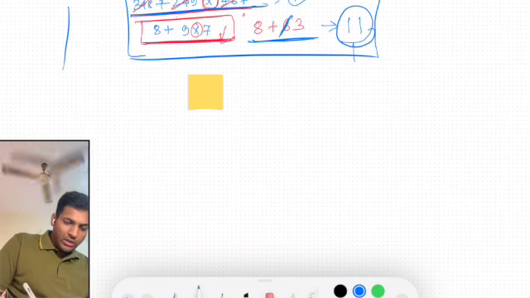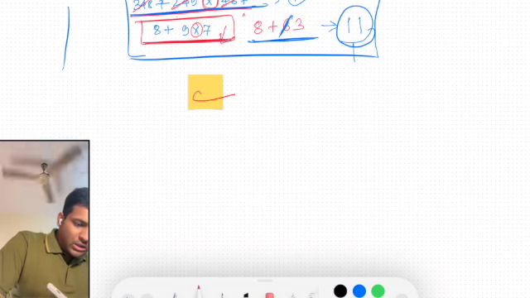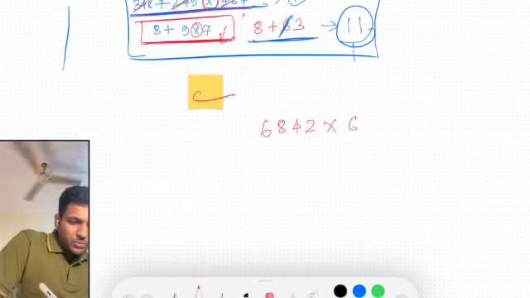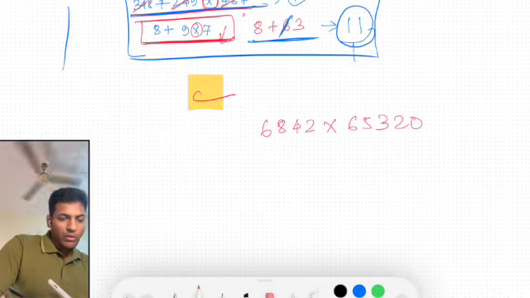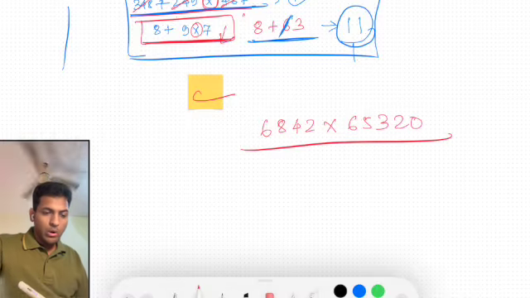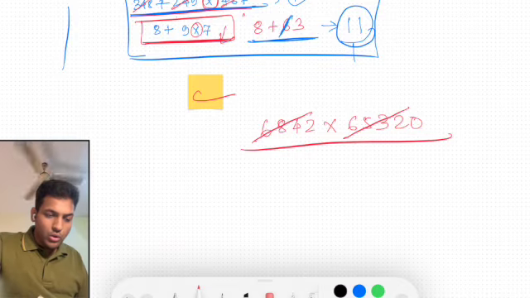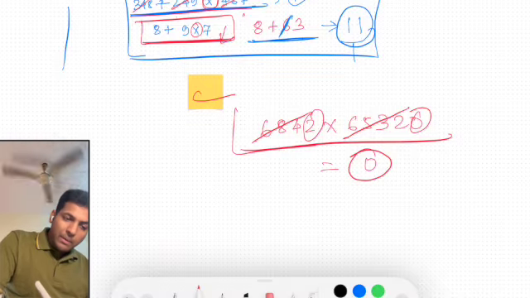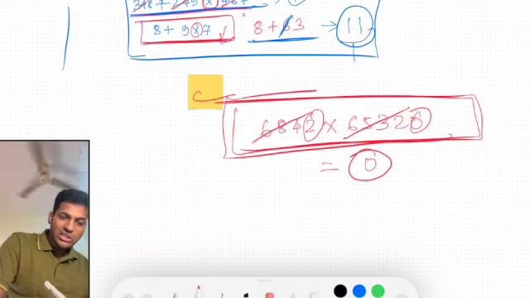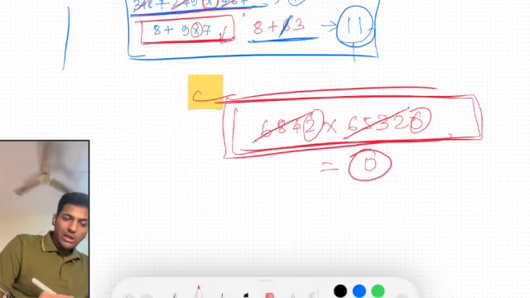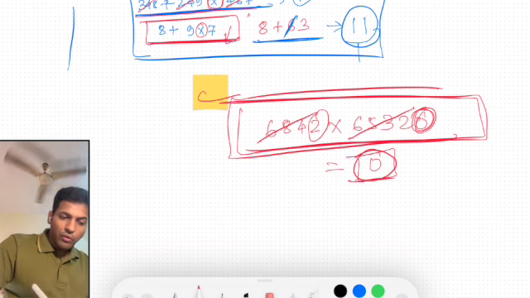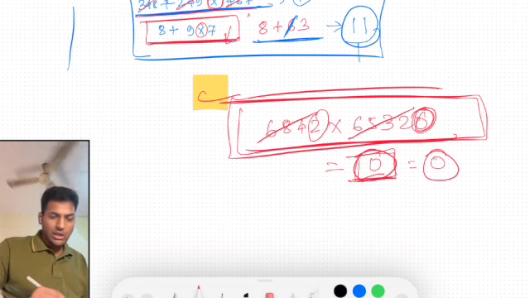Now see, suppose you are given a big expression, 6842 into 65320. Now what will happen? You don't have to multiply these two numbers. You will remove all other digits, and 2 into 0 is 0. So what do you understand? If there is a series of numbers in multiplication and any of the unit digits is 0, you can directly conclude that the unit digit of the final product will also be equal to 0. Is it clear to all of you?